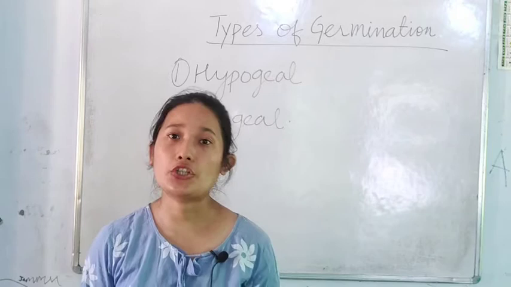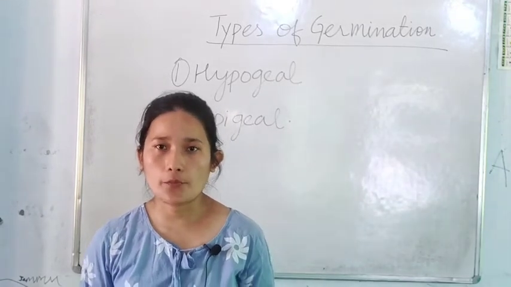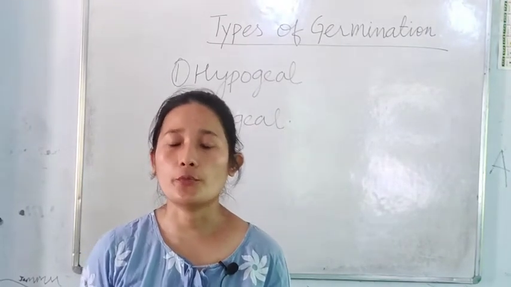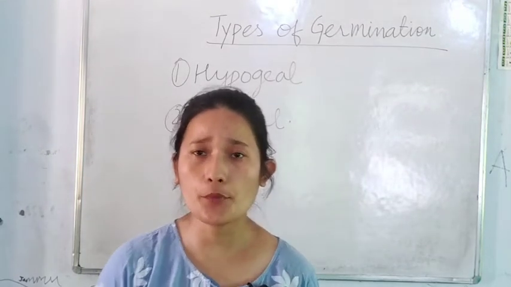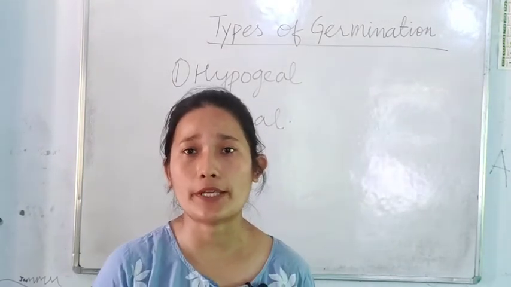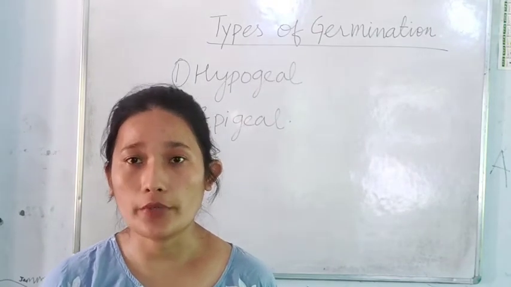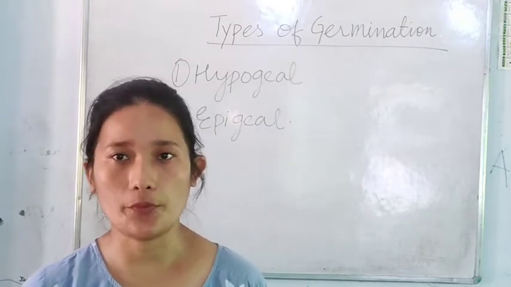Okay, so let's continue with our previous chapter, that is seed structure and germination. We have already completed the structure portion. We are into the last topic, that is germination. In our previous class we discussed the experiment related to conditions favoring germination. Today we will be discussing the types of germination.